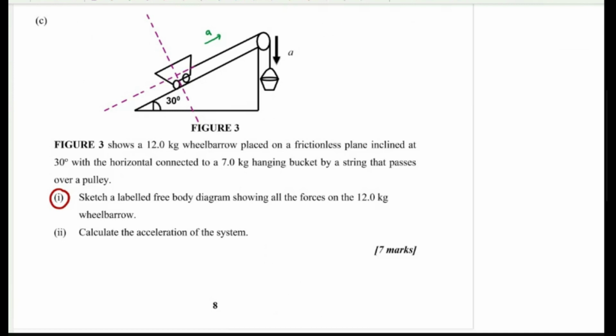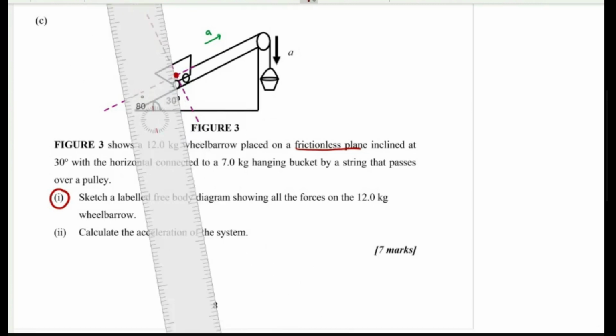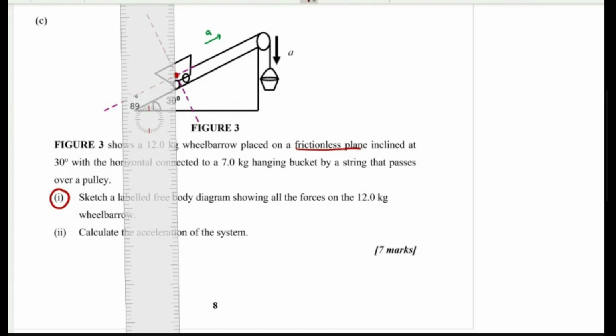Okay. So sekarang saya nak lukis lah. Okay, mesti ada apa? Ini adalah frictionless plane. So no friction force. Okay, no frictional force. Ada weight. Okay, this is the weight. And then your weight must be straightly downward. Dia mesti 90 degree dengan base dia.